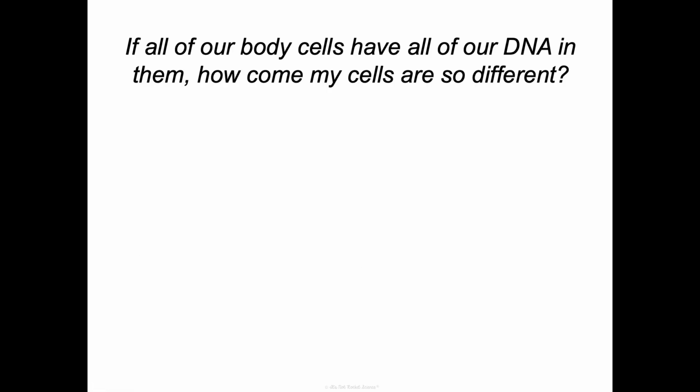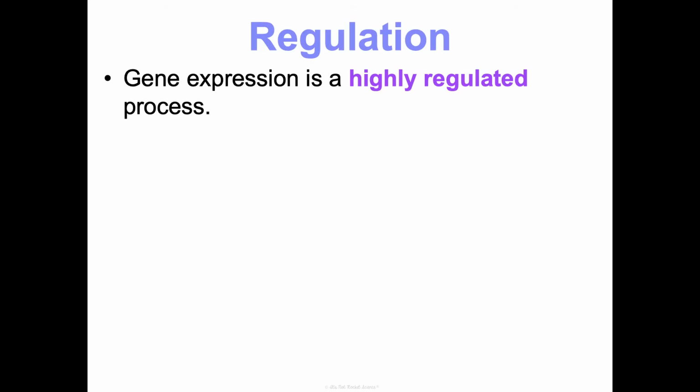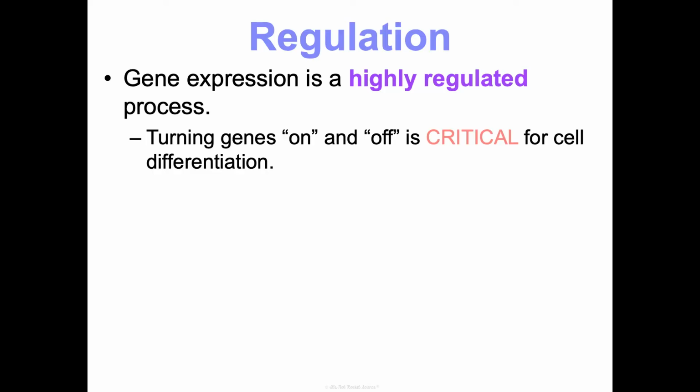Now, if all of our body cells have all of our DNA in them, how come my cells are so different? So for example, why is a skin cell so different in function from a muscle cell or a brain cell if they all have the same DNA and thus they could all have the instructions for making all of the same proteins? Well, the answer is regulation. Gene expression, so which genes we're actually going to transcribe and translate or not, is so highly regulated. Some genes get turned off and some get turned on, and this is critical for cell differentiation. Your cells don't make every single protein. They only make the ones that they specifically need for their specific jobs.